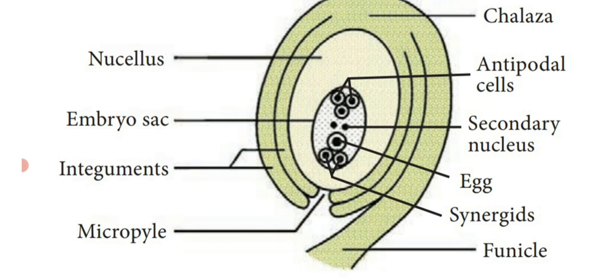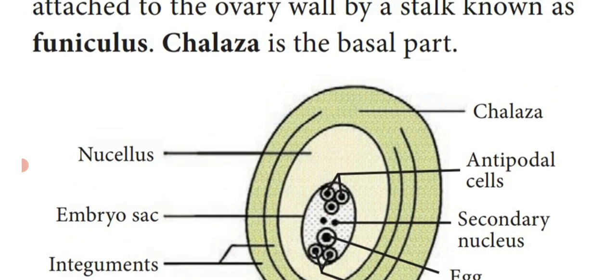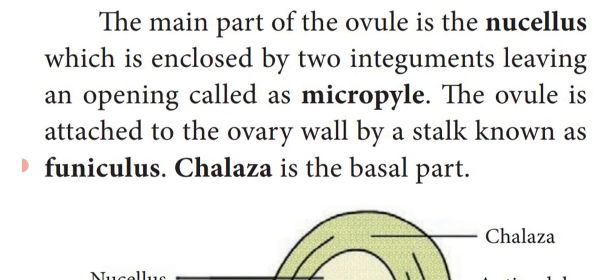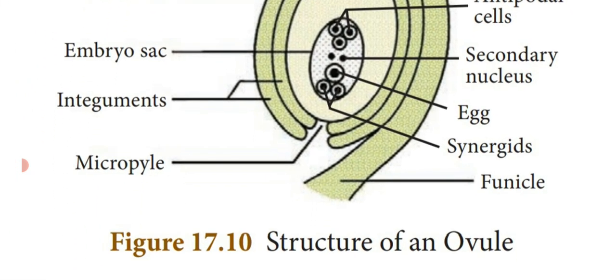What is the function of the micropyle? Through this opening, the male gametes released from the pollen sac enter into the embryo sac of an ovule. That is the function of the micropyle. Then the ovule has a slender stalk-like portion known as the funicle. See at the base, a small slender stalk-like portion is known as the funicle.